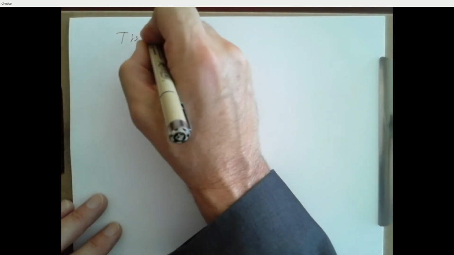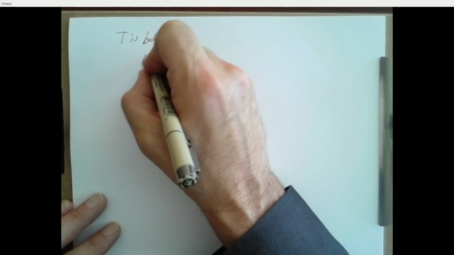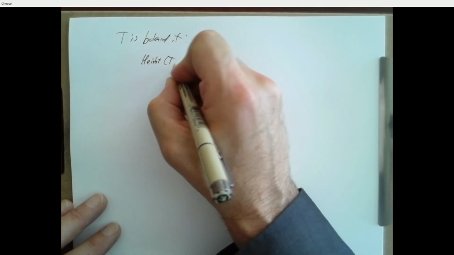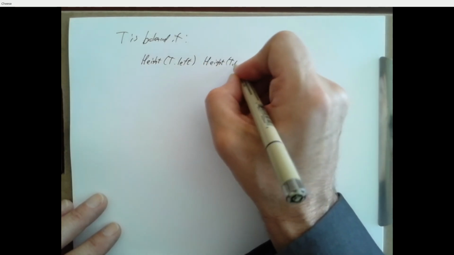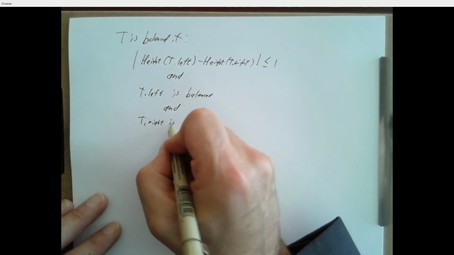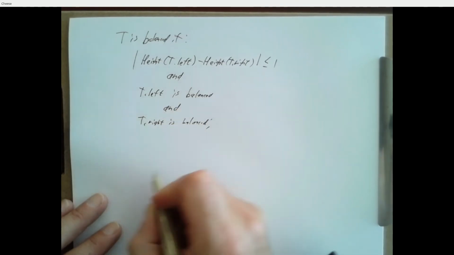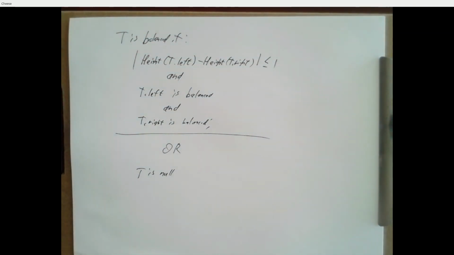So T is balanced if the left and right subtrees are close to each other, and T left is balanced and T right is balanced. Or the edge case, if T is null.